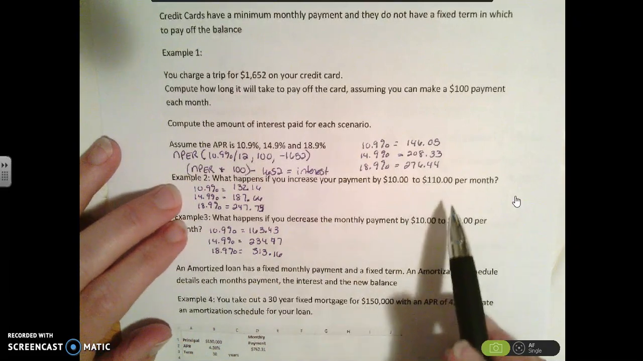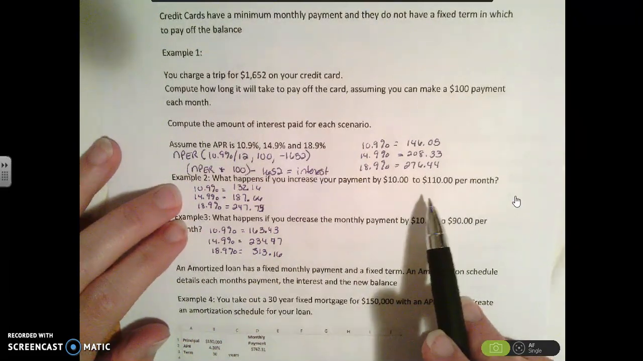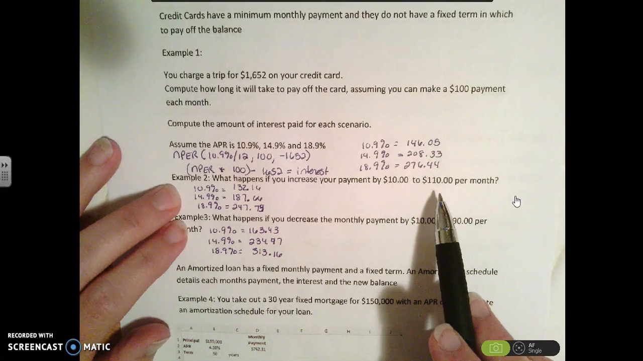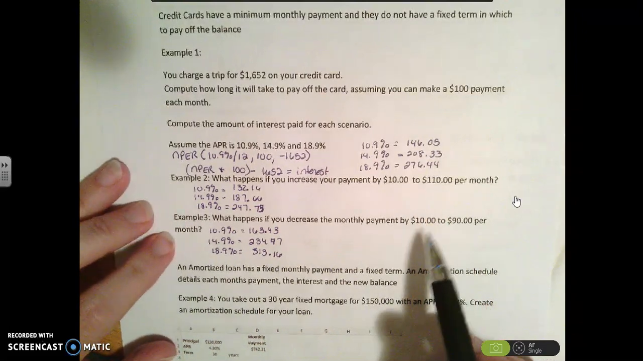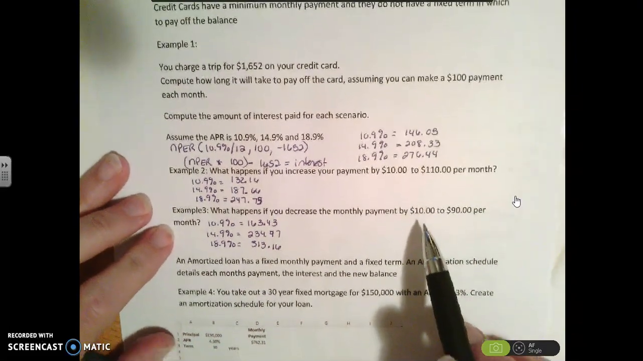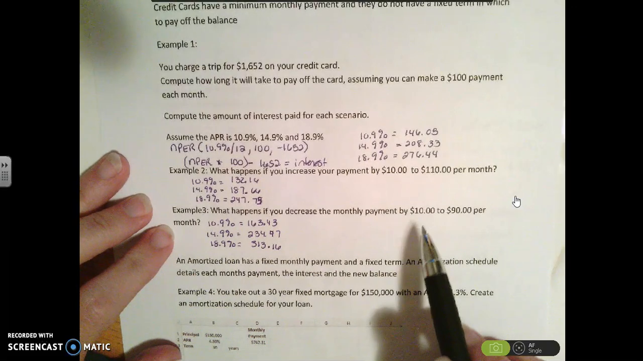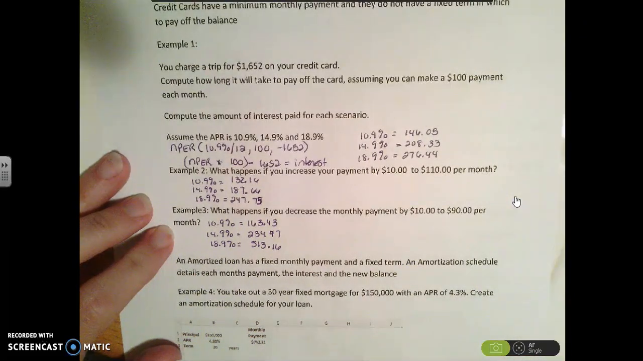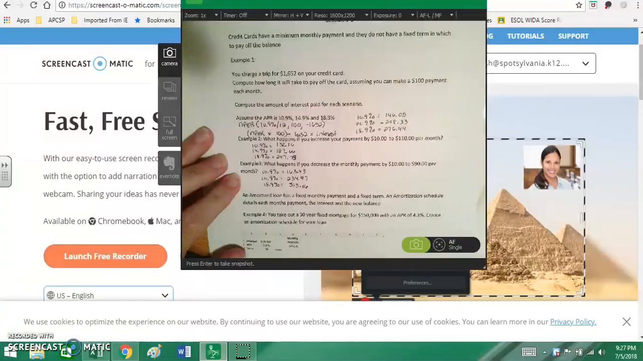And then we're going to take the scenario, what if I increase my payments by $10, so I make $110 payments, and then the scenario, what if I decrease my payments and make them only $90? How would that affect my interest? So what we're going to do is look at this spreadsheet that we've created.